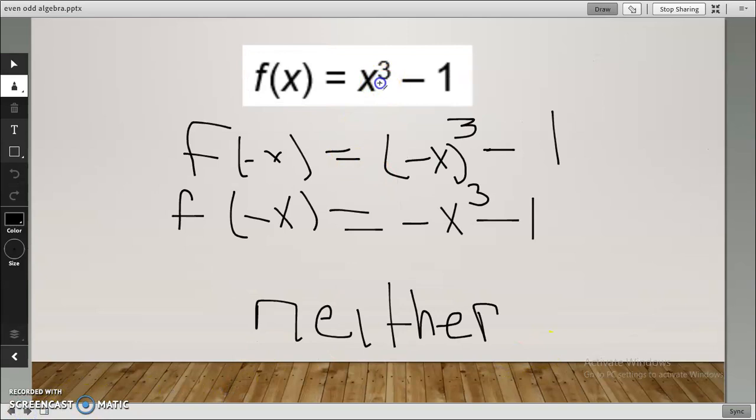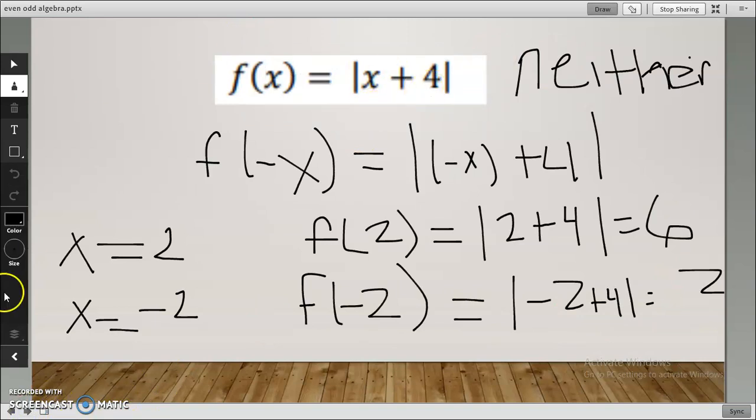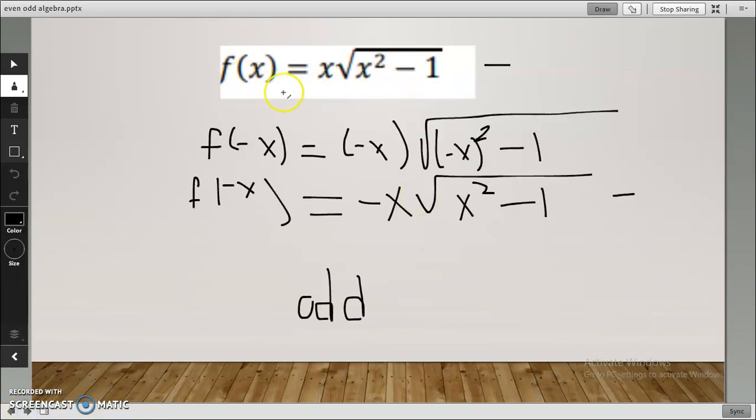Here I have an odd and an even. So there's a mixture, so it is neither. Can't do it with this one, and I can't do it with this one.